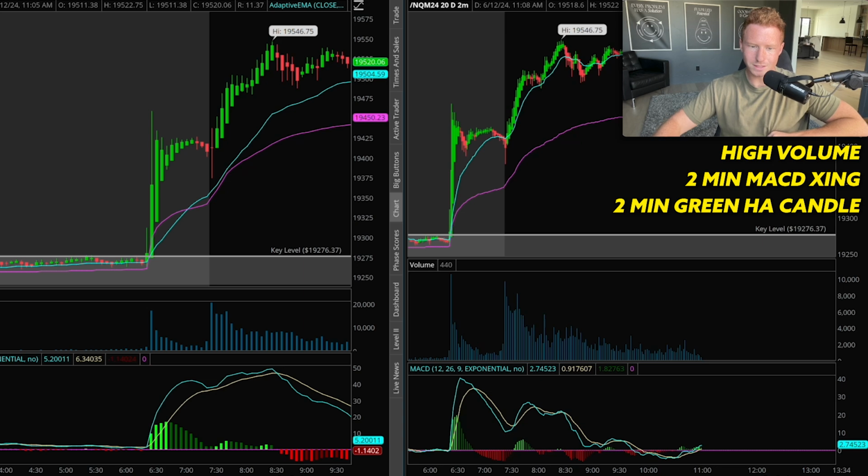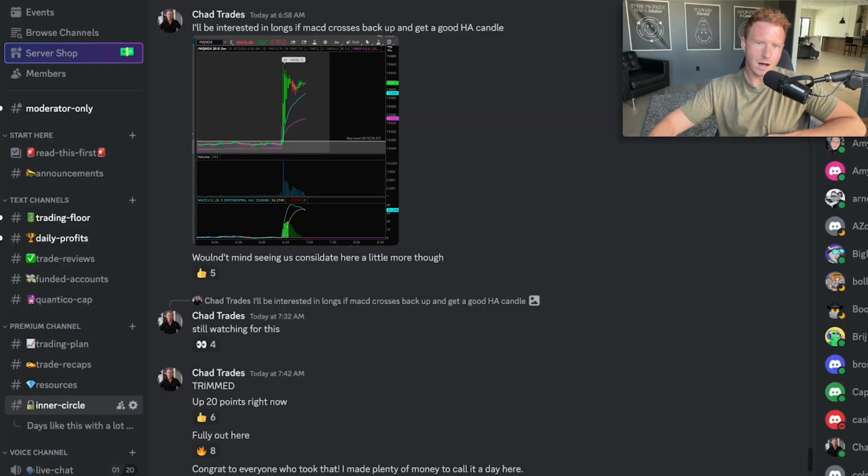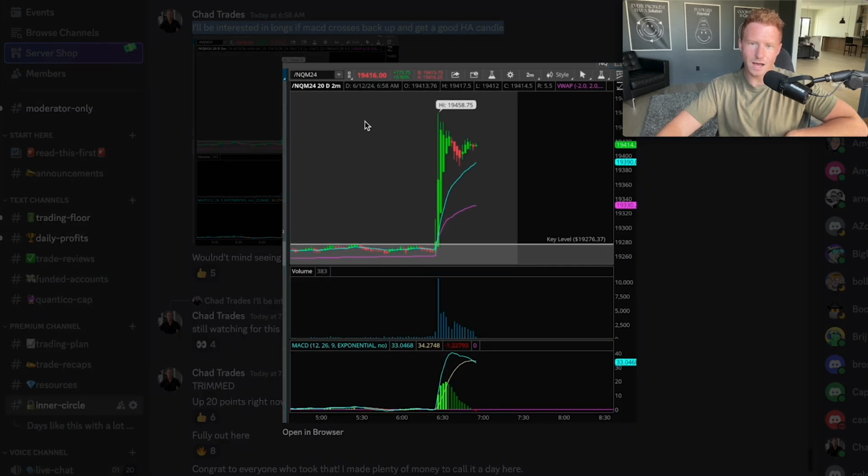So if we go over to my Discord here, as you can see, basically at 6:58 my time, I said I'll be interested in longs if MACD crosses back up and we get a good Heikin-Ashi candle. As you can see, this is what the chart looked like at the time of posting this in my Discord. So we're around 30 minutes from the market opening.